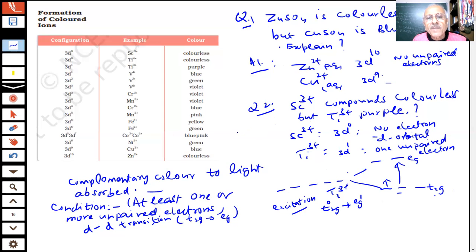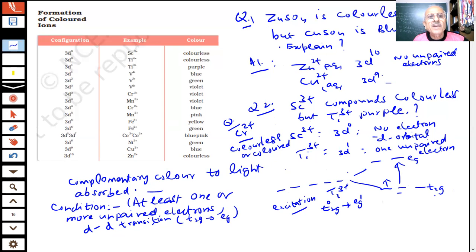So if I say chromium 2+, will it be colored or colorless? Chromium 2+ will be colored, 3d4. It will have color because there are unpaired electrons in chromium 2+. So questions can be put in many ways.